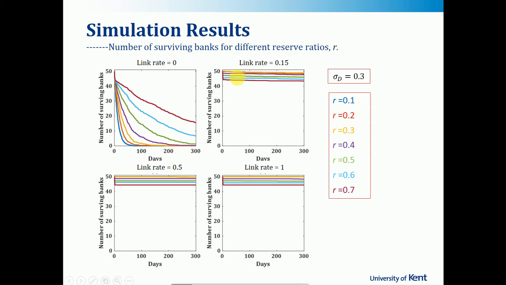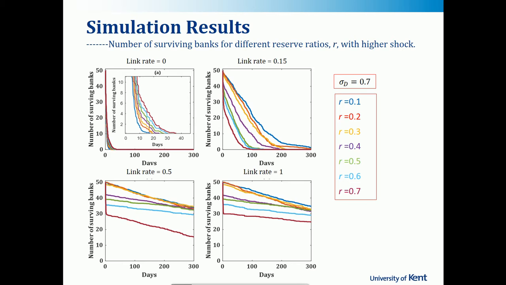While in the other three figures, when the link rate is not zero, more banks fail when the reserve ratio gets higher. The same trend can be found with the higher shock amplitude, which is equal to 0.7. In this figure, when link rate is zero, a higher reserve ratio makes banks survive longer, while when the link rate increases to 0.15, 0.5, and 1, higher reserve ratio works in an opposite way, causing more banks to fail, because it discourages banks from lending.